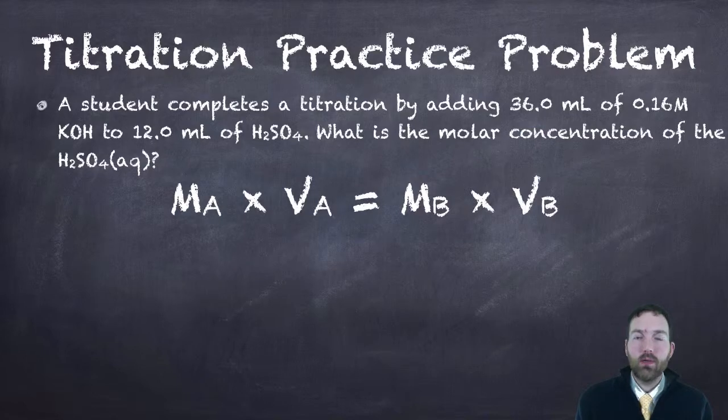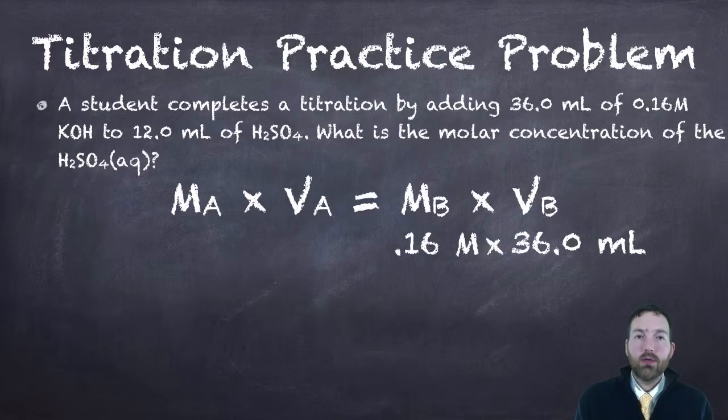Okay, so we'll start with our titration formula and plug in some of our knowns. We have 36 milliliters of KOH, so that's our base. It's a metallic hydroxide. The concentration of the base is given to us as 0.16 molar KOH, and the volume of the acid is given to us. We have 12 milliliters of H2SO4, which is sulfuric acid.